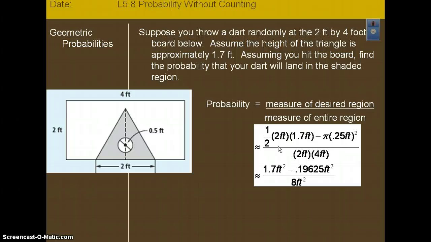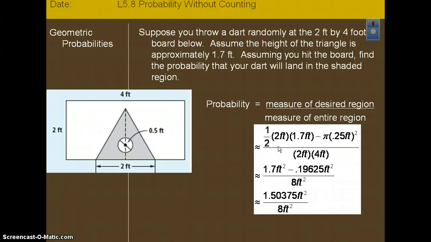1.7 feet squared for the triangle. About, well, because I used an approximation for 3.14, about 0.19625 feet squared for the circle and 8 feet squared for the entire board. I'm going to calculate the numerator so I can divide out for the percentage here. It looks like it's about 19% chance of hitting the shaded region.